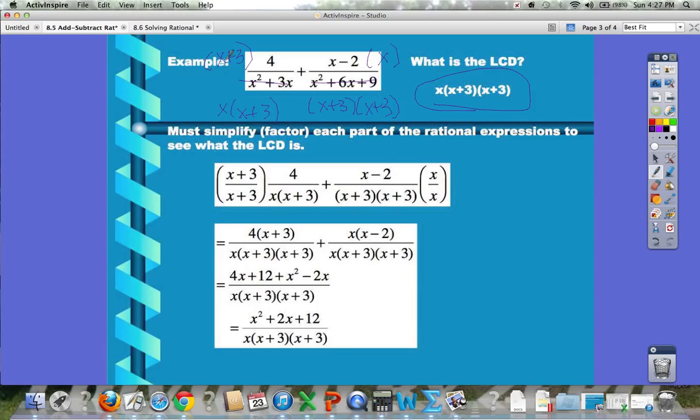So then you can just multiply the x plus 3 times the 4, which I have set up here, and you get 4x plus 3 all over that LCD. Over here, you're going to be multiplying the x to this. Remember, this is a quantity, so you have to multiply the x to the negative 2 and the x to the x, and you get x times x minus 2, all over top of your LCD.